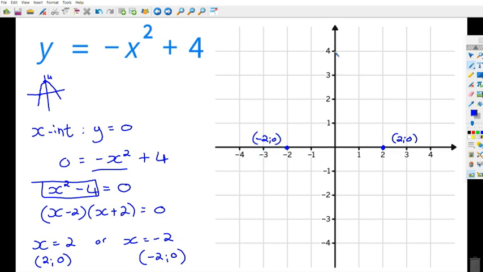Okay, and I go up to 4. And I know that that's going to be a frowny face. Right, and turn and all the way down. Okay, and I'm going to label that y is equal to negative x squared plus 4.